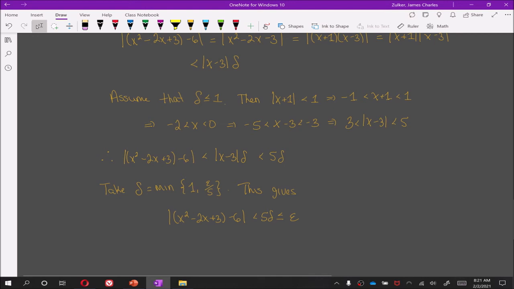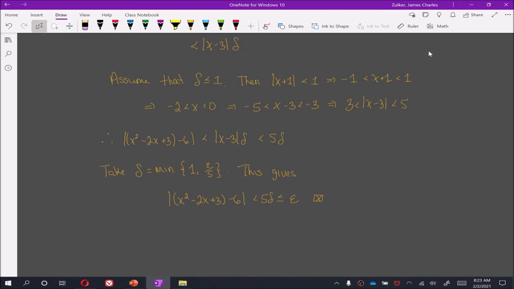Right? If, however, 1 is smaller, then that would mean that epsilon over 5 is larger than 1, which would mean that epsilon is larger than 5. So then 5 would be less than epsilon. In either case, we get our desired result, and so the proof is complete.